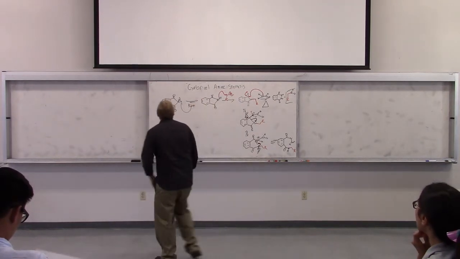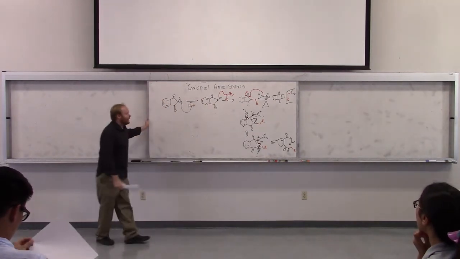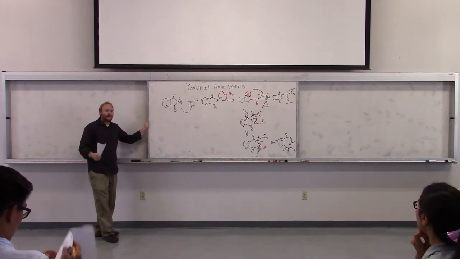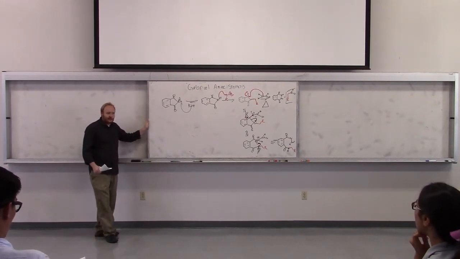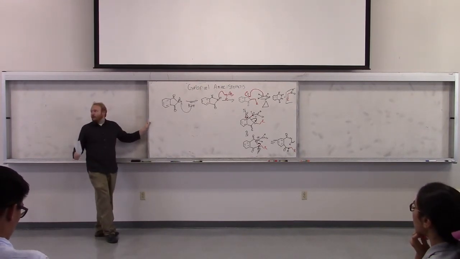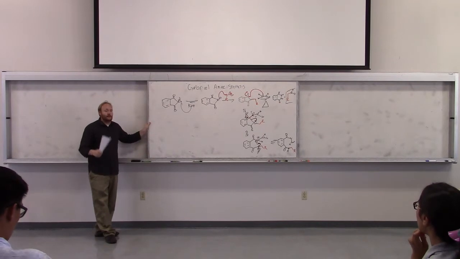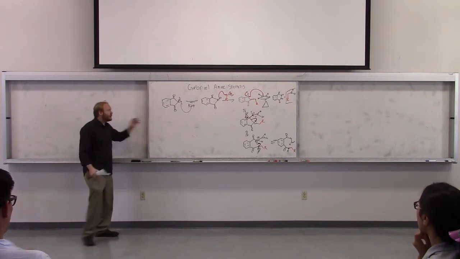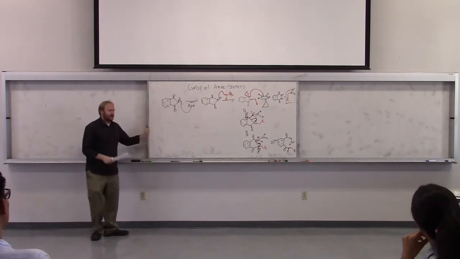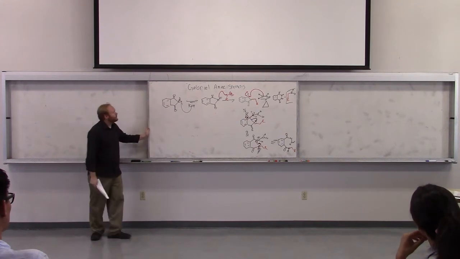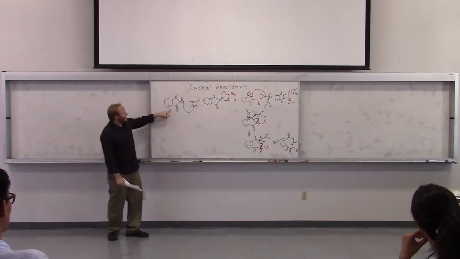So at the end of class on Wednesday, I talked about the Gabriel synthesis as another way to make amines. I will still go on record to say the azide route followed by hydrogenation of the azide is, in my opinion, the way I would go. But this is the classic amine synthesis. And so you start off with phthalimide.